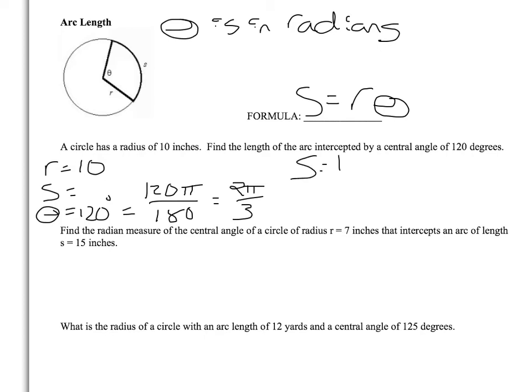S will equal 10 times 2 pi over 3. It's not specific, but if I want to keep it in terms of pi, I would take 10 times 2/3 in my calculator and get 20/3, so it would be 20 pi over 3. If I want it as a decimal, I would take 20, multiply by pi in my calculator, and divide by 3 to get 20.9.